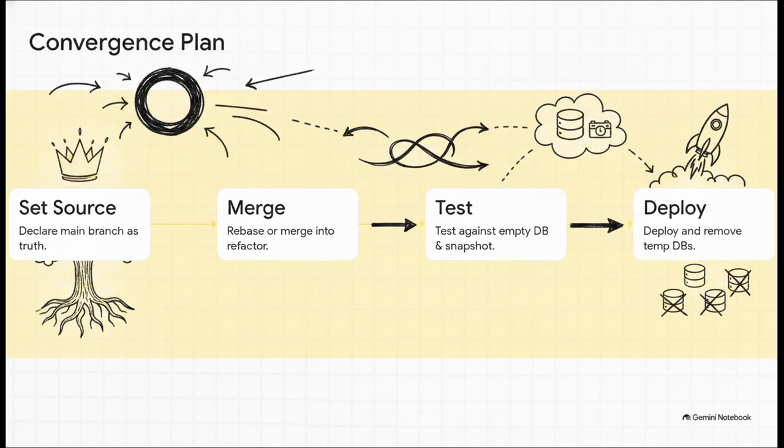Second, rebase or merge the latest migrations into your refactor branch so you resolve conflicts in code. Third, you must test against both an empty database to prove your new history works entirely from scratch, and a legacy snapshot to prove the upgrade path works for your existing data. Once you verify all that, you deploy normally. And only then do you delete those temporary branch databases.